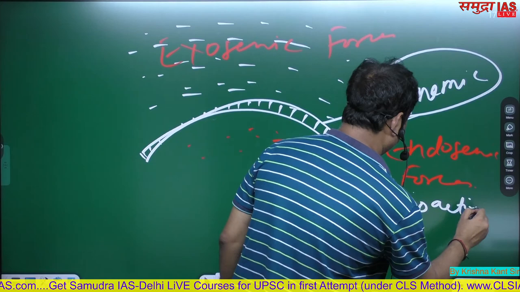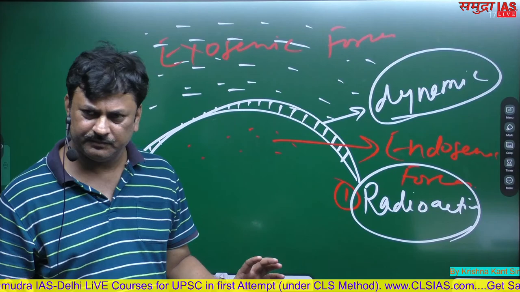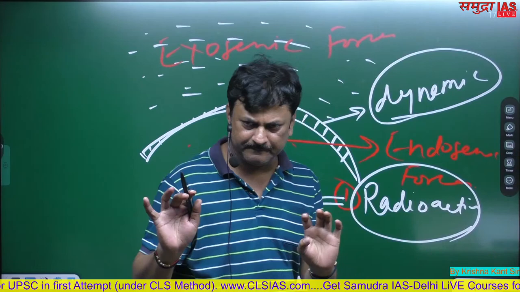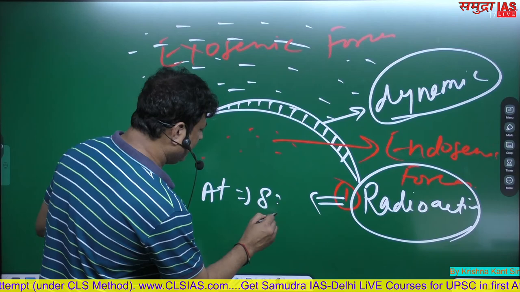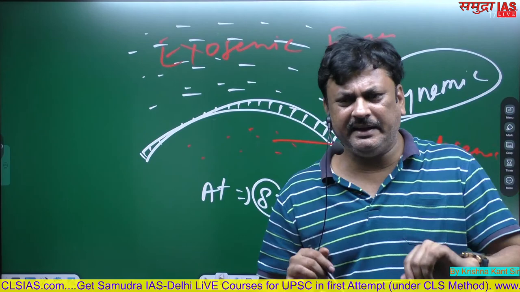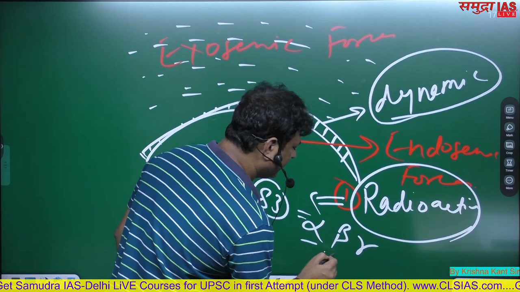Okay, what is radioactivity? Look, radioactive elements are those elements whose atomic number is 83 or more than 83. The nucleus of these elements is highly unstable, and to get stability, they emit alpha, beta, and gamma rays. During this process, they emit a huge amount of energy.